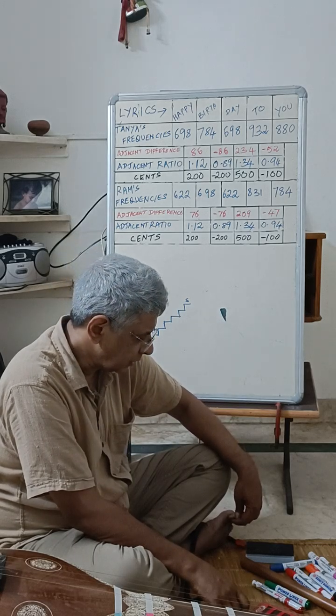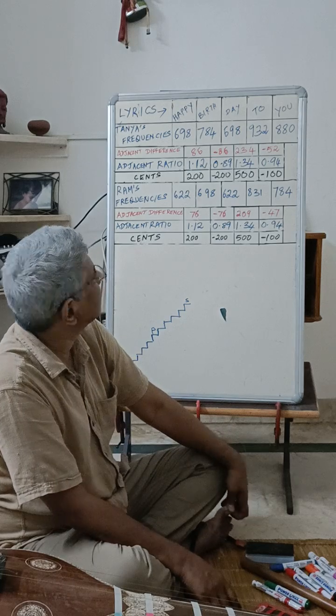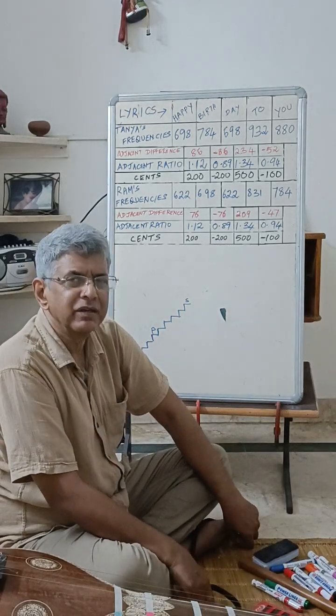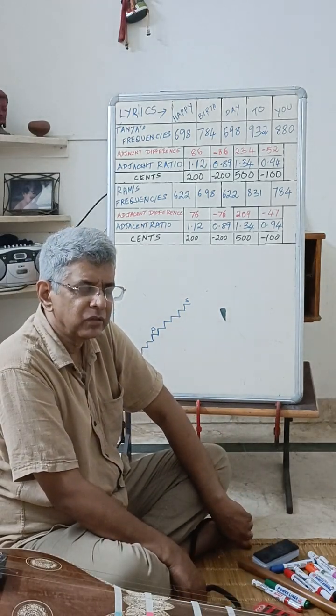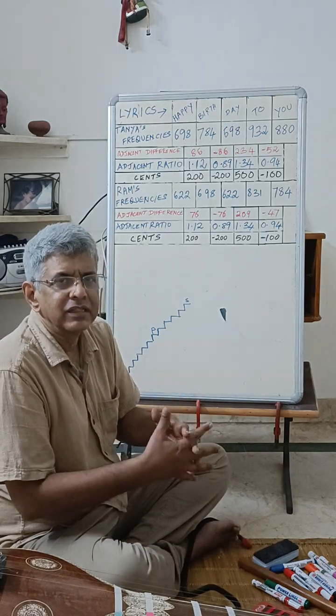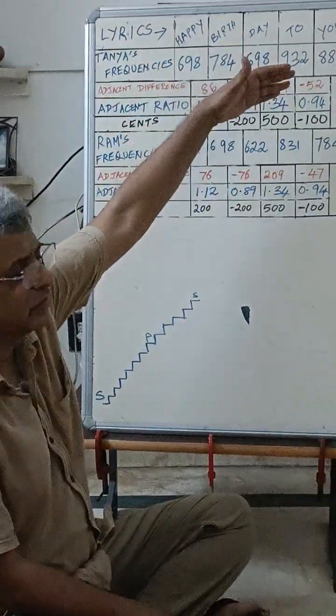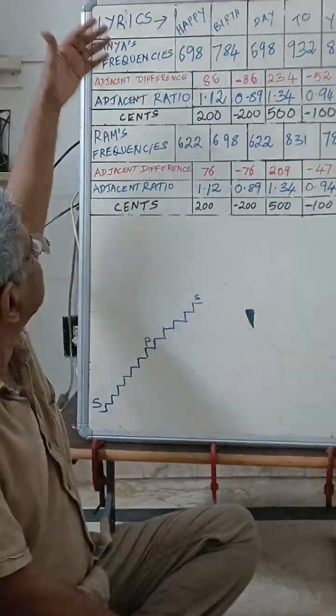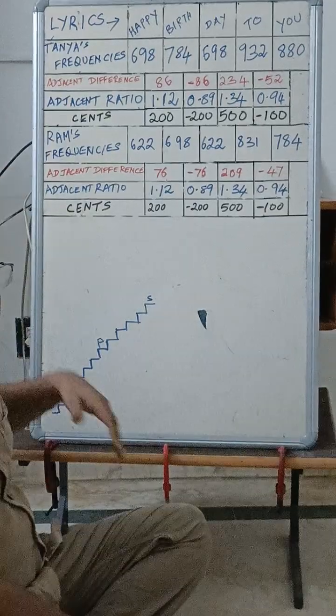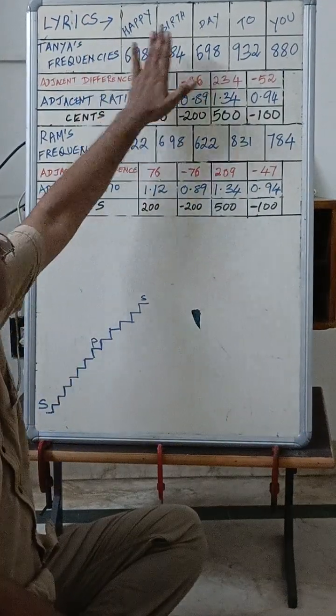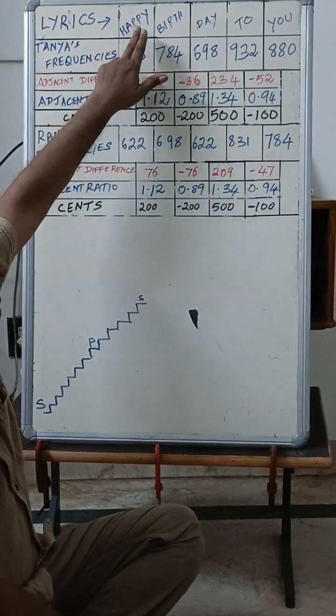So let's see, clearly one of the fundamental properties of all musical notes is frequency. I was secretly recording their singing and I measured the frequency of each of these notes in Tanya's singing as well as Ram's singing. And here's what I have. There are 5 phrases.